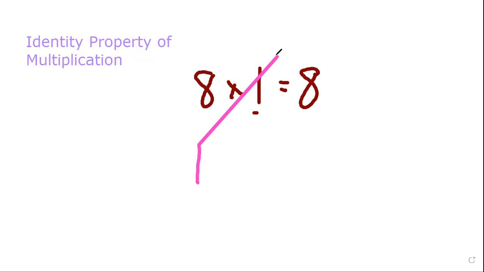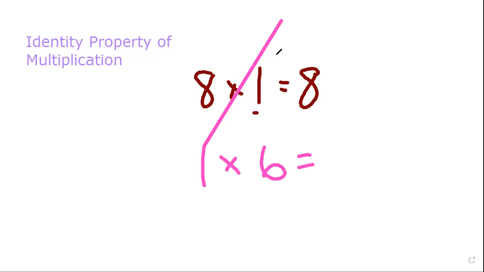Okay, so for example, if I have 8 times 1, I have my number 8, I multiply it by 1, it's always going to equal 8 because it's multiplied by 1. If I have 1 times 6, I have my number 1, I'm multiplying it by 6. My answer is still going to be 6 because I'm multiplying it by 1. So it doesn't matter what number I'm multiplying it by 1. It could be 7,642 times 1. The answer would still be 7,642 because it's multiplied by 1 with that identity property.